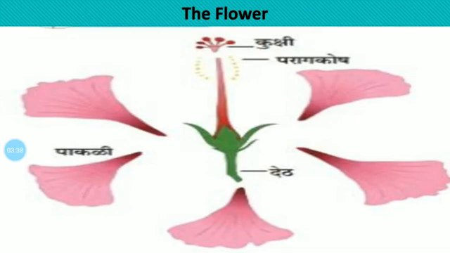Calyx, corolla, androecium, gynoecium are different parts of the flower. See, there are different parts of the flower, that is androecium, gynoecium, calyx, corolla. Okay, next. So in that we have to take every part in deep. First, calyx.